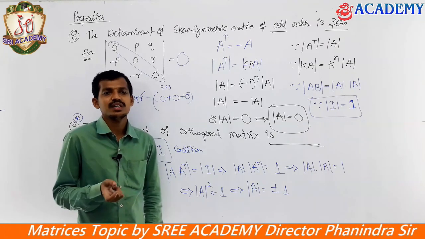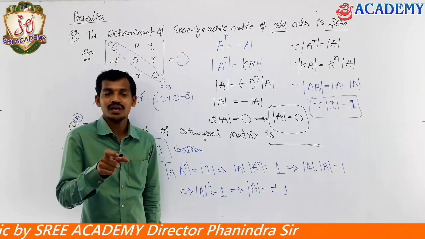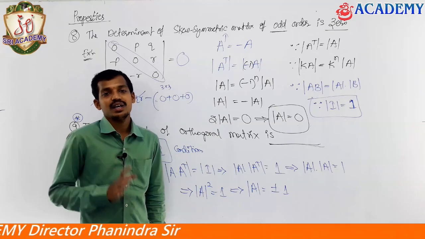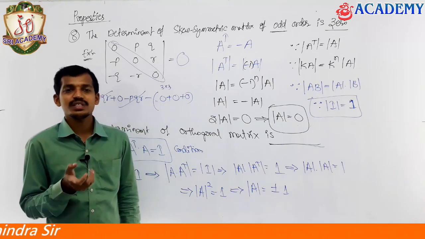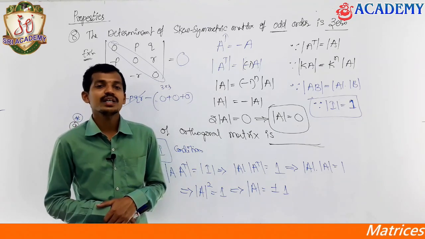First property is what? The determinant of an upper triangular matrix, lower triangular matrix, diagonal matrix and scalar matrix is the product of principal diagonal elements. ఈ ఏ టైప్లో వచ్చిన మ్యాట్రిక్స్ ఏ టైప్లో వచ్చిన సింపుల్గా ప్రిన్సిపల్ డయాగనల్ ఎలిమెంట్స్ని మల్టిప్లై చేస్తే డిటర్మినెంట్ అనేది వస్తుంది.